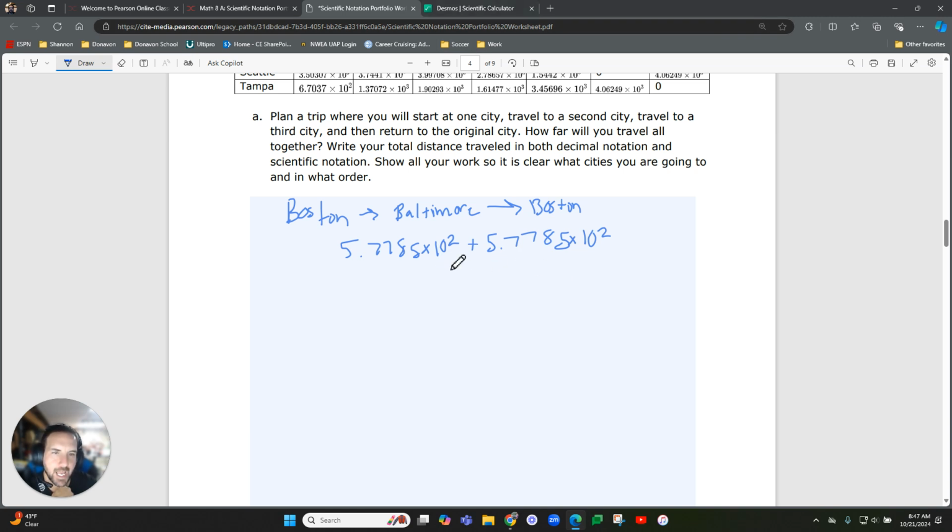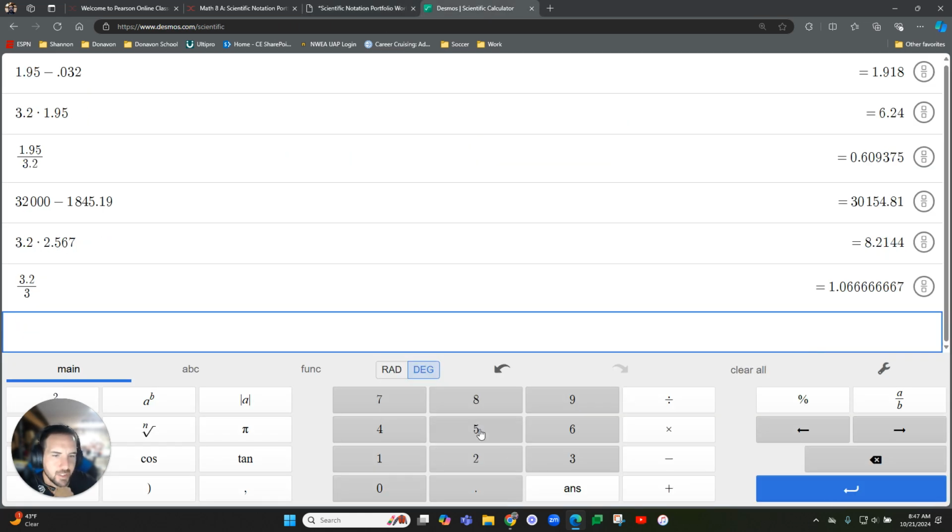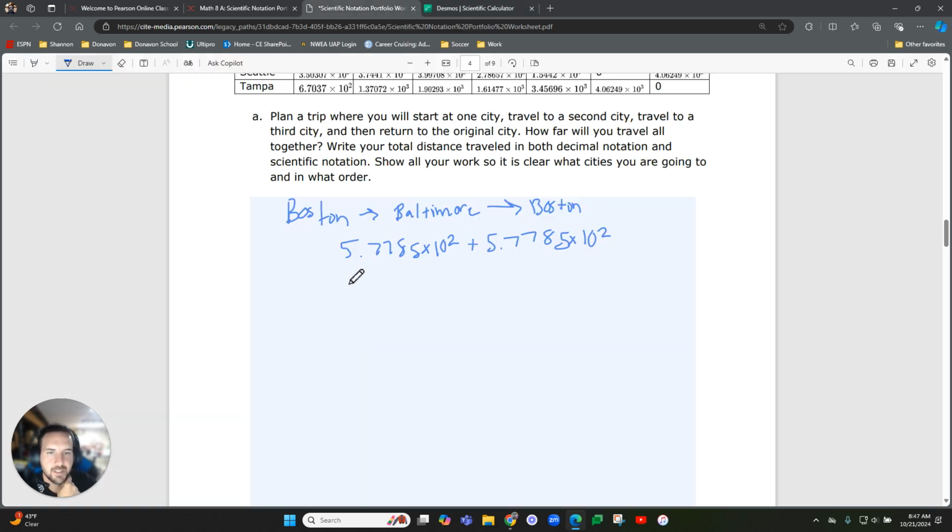We're going to add the coefficients, but in this case, when we add those two coefficients, it's going to be a number greater than 10. So it was 5.7785 plus, now technically I could just multiply by 2 because it's 2 of those, but we're just going to add them. I forgot the decimal. 5.7785. All right, so we get 11.557. So when I add those two together, I get 11.557 times 10 to the second power.